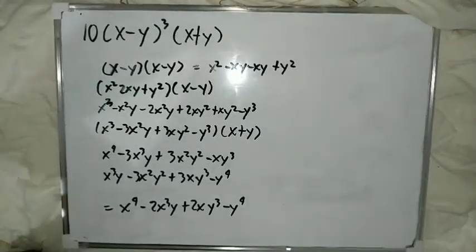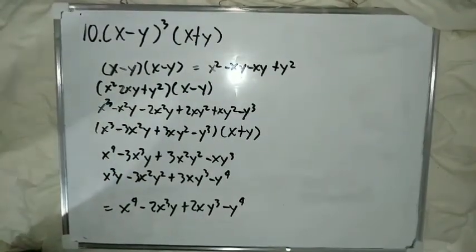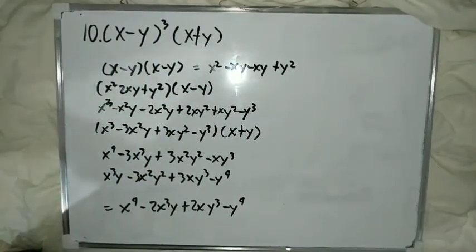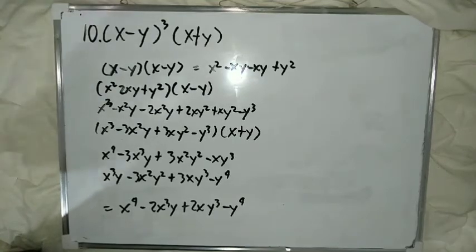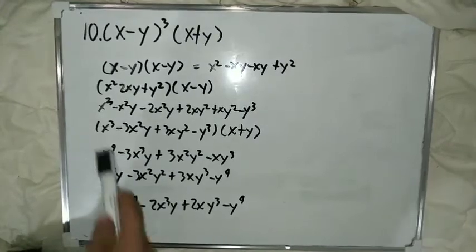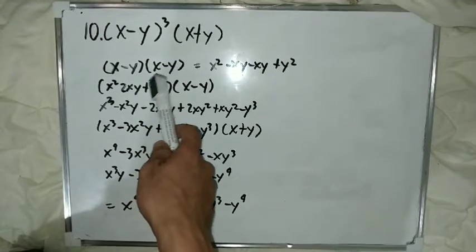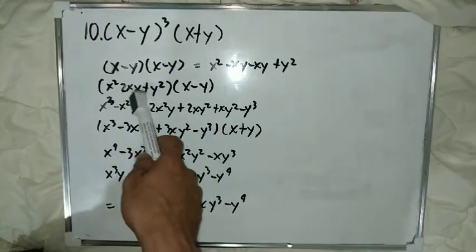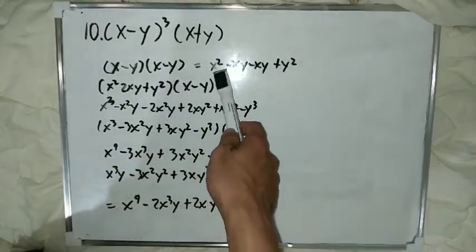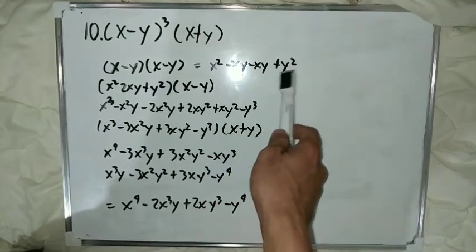So hi guys, here's problem number 10. The quantity of x minus y raised to the third power multiplied by x plus y. The first thing you should do is to multiply x minus y to itself 3 times. So first multiply x minus y to itself. The answer is x squared minus xy minus xy plus y squared.